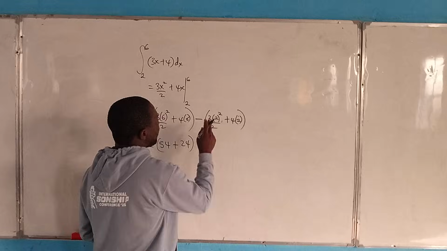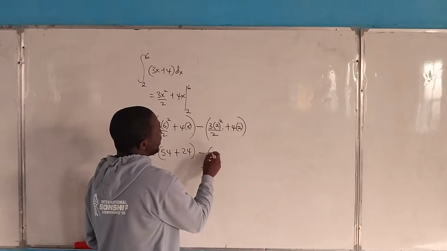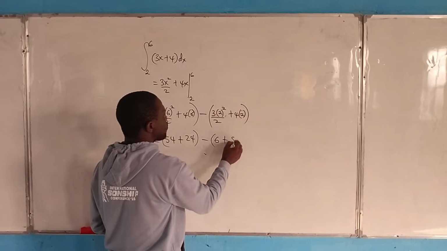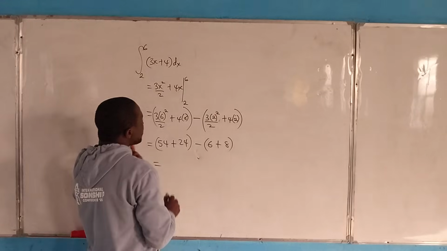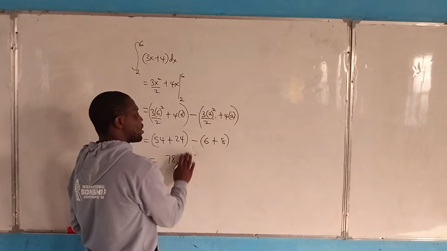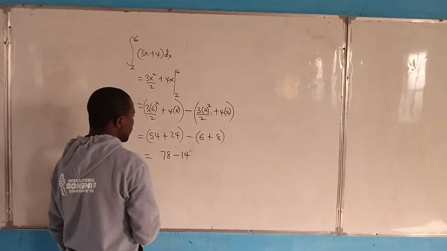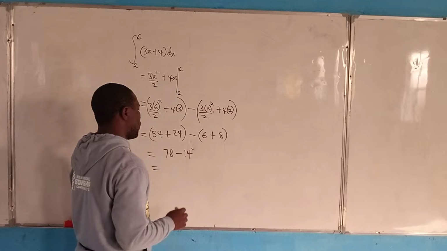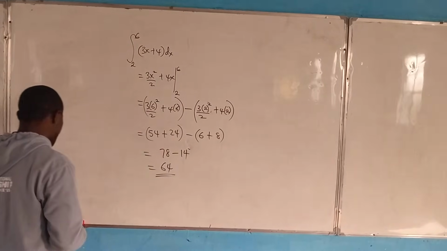4 divided by 2 is 2 times 3, that gives me 6, plus 4 times 2 is 8. So I have 54 plus 24, that is 78. Minus, what is 6 plus 8? 14. 78 minus 14 will give me 64. So my final answer is 64.